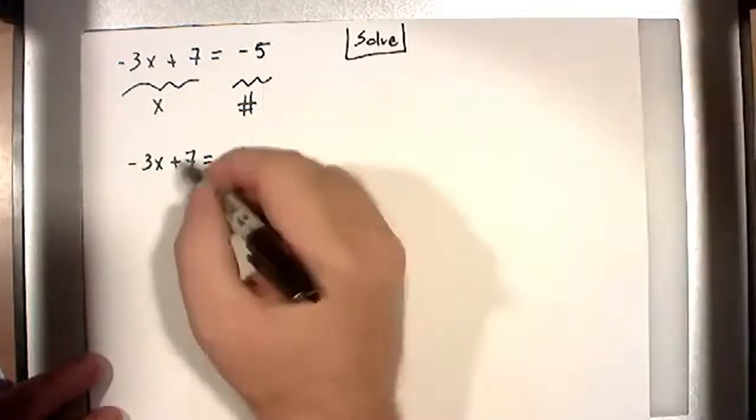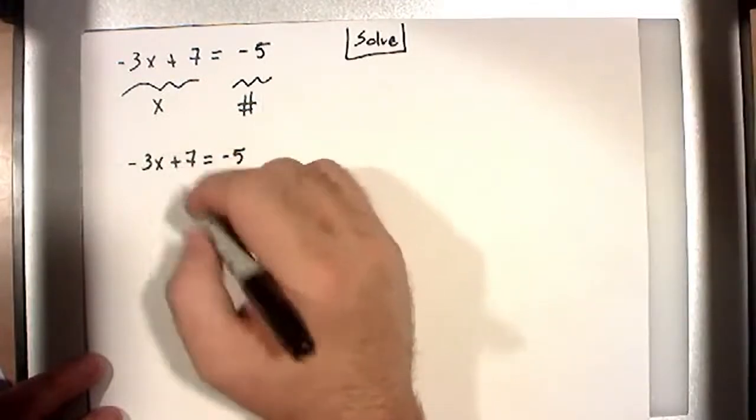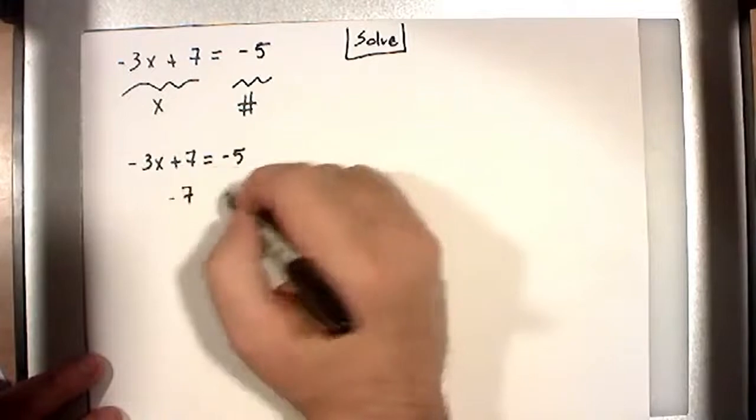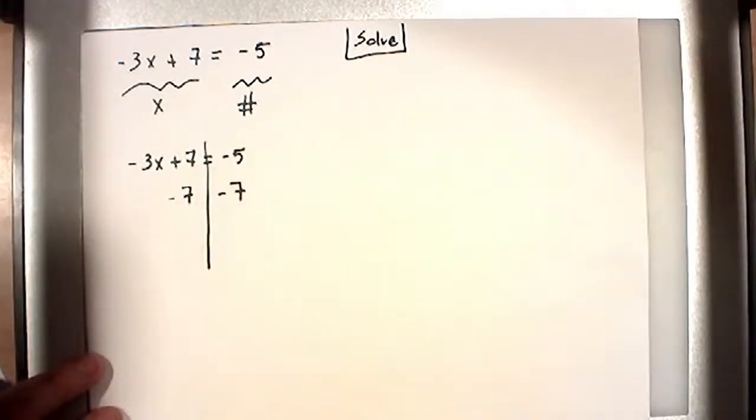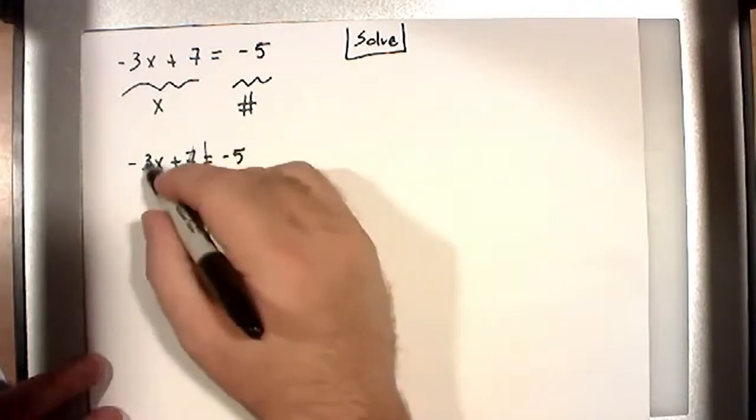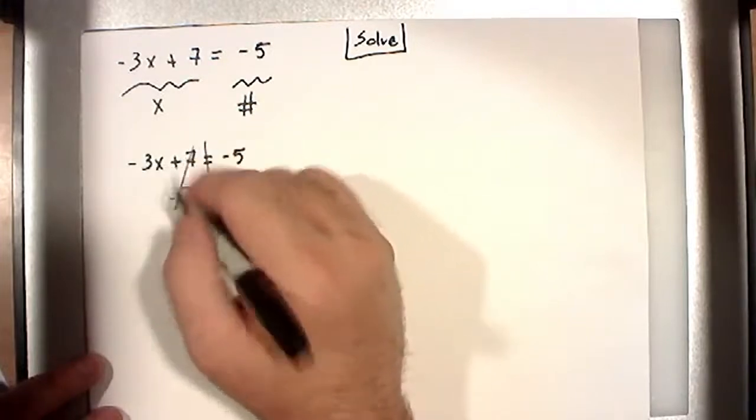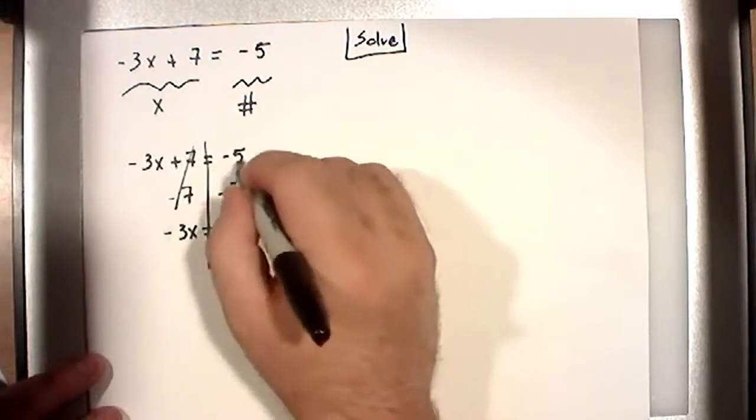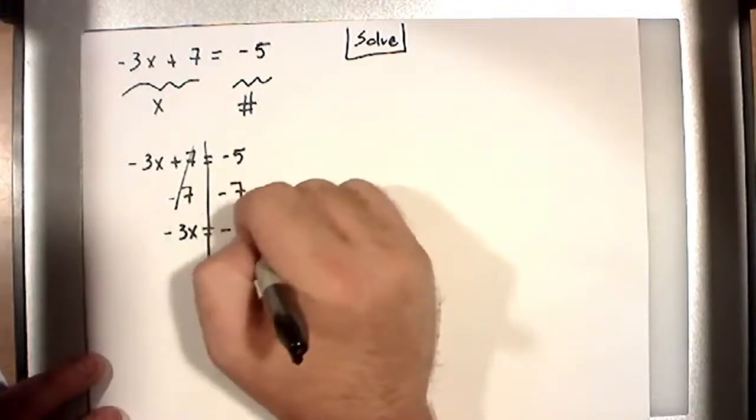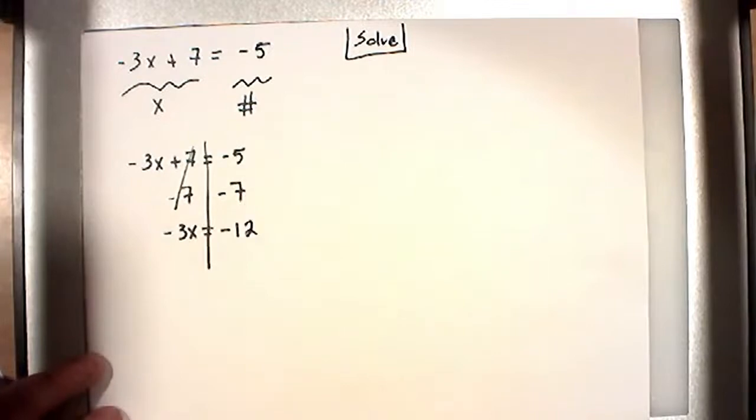So we're going to go ahead and get rid of the plus and the minus first. I'm going to get rid of the plus 7 with a negative 7. Make sure you do it to both sides. If you want to, draw a little line down the middle. Some people like that. Totally up to you. Negative 3x, 7 and negative 7 cancel. That was the whole point. So now we have negative 3x. We got rid of one of the numbers. On the right side, negative 5 minus 7, that's negative 12. And now we're back to kind of a pretty basic problem.